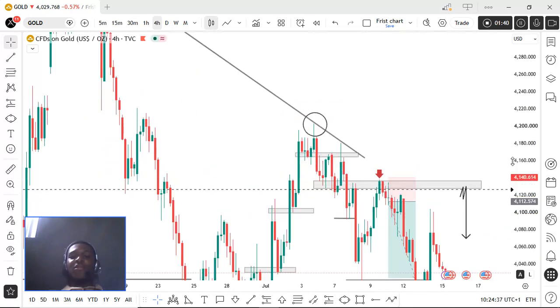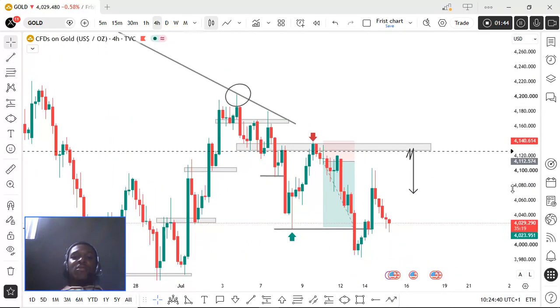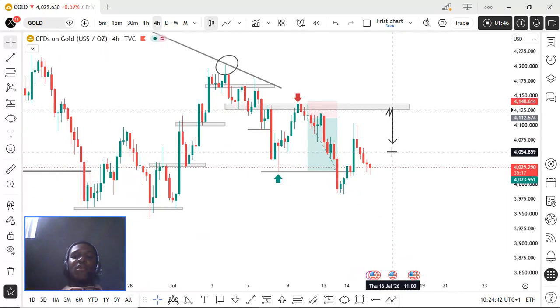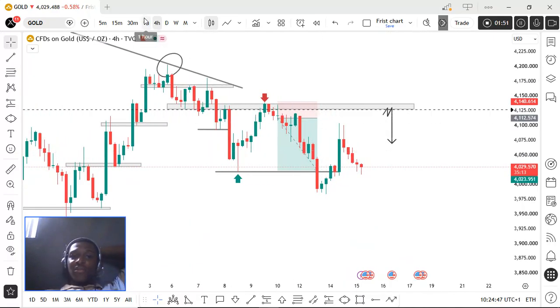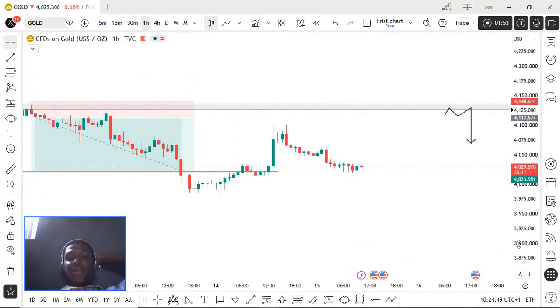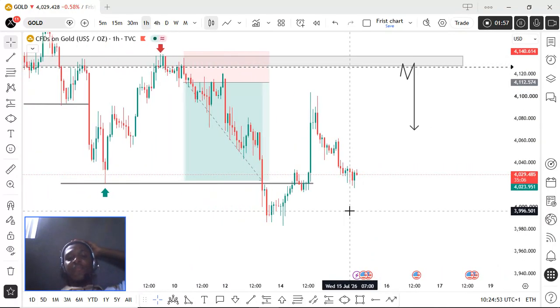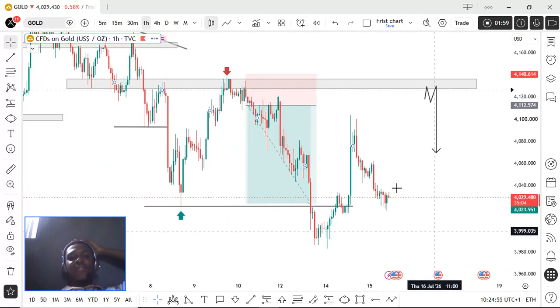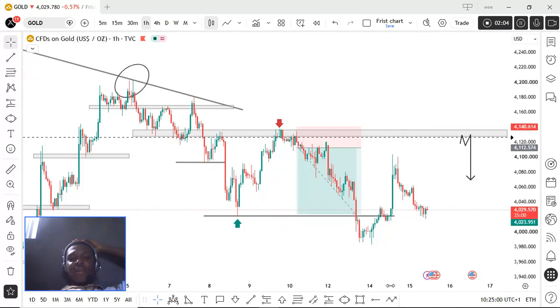But let me just give you this. First thing when you want to trade, you go on the higher time frame and look for your trend. If you go on the higher time frame, you see that gold is seriously bearish. So you do a top down analysis, you'll be scaling down. This is the last trade I took on gold.